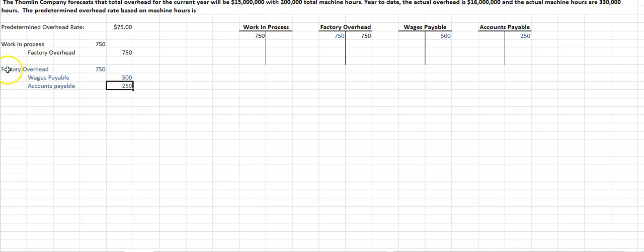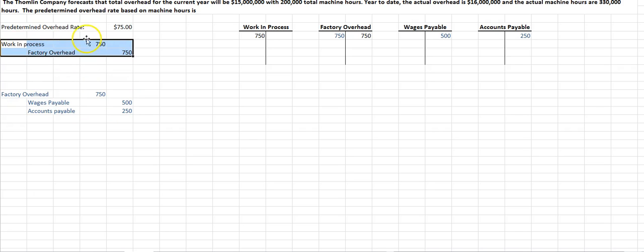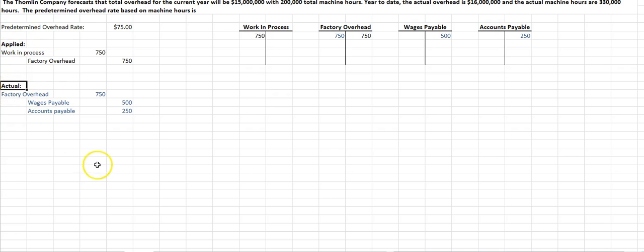And let me just do this so that we can see this a little better. As I was explaining about factory overhead, first we apply an estimate. So this is the applied entry. You do the applied entry, and then once the actuals come in, you do an actual entry. This is based on actual overhead. So you do both entries, but one is based on an estimate and the other one is based on actual.